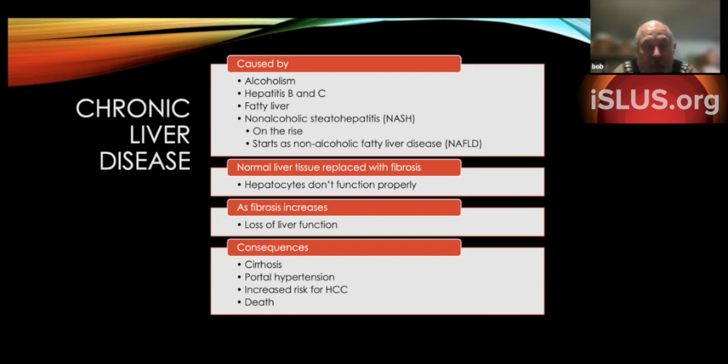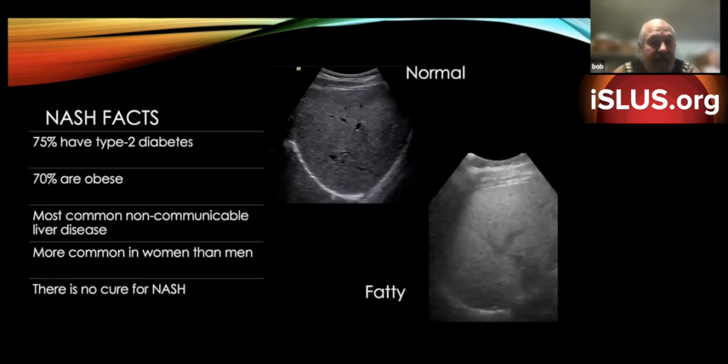Let's take a look at causes of chronic liver disease: alcoholism, hepatitis B and C, fatty liver, non-alcoholic steatohepatitis or NASH, which is on the rise, and non-alcoholic fatty liver disease. What happens in this case is the normal liver tissue becomes fibrotic. Of course, fibrosis is stiffer than normal tissue. As this fibrosis increases, the liver loses a lot of its function, which can lead to cirrhosis, portal hypertension, hepatocellular carcinoma, and even death.